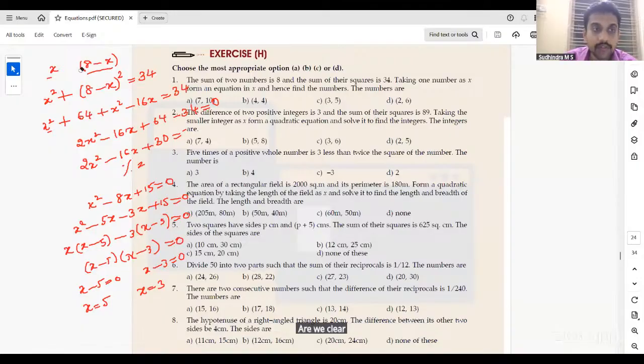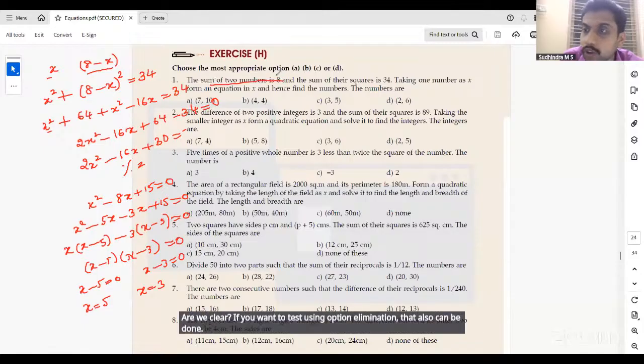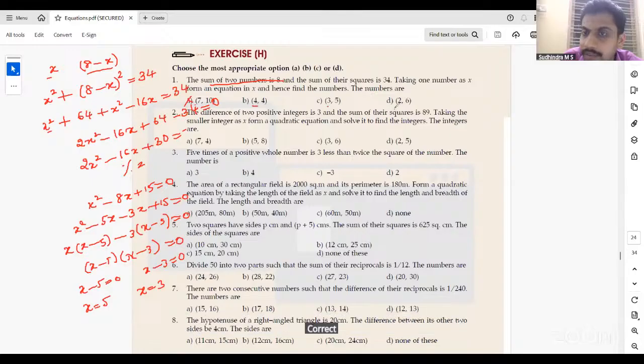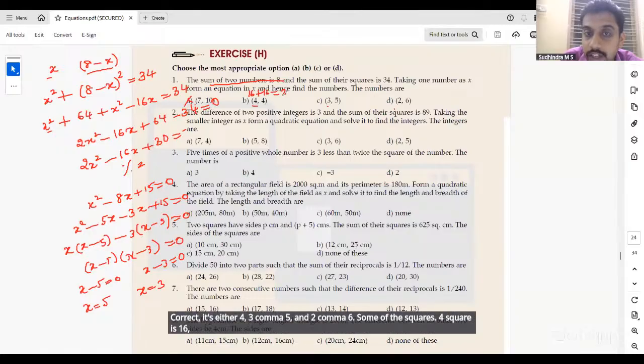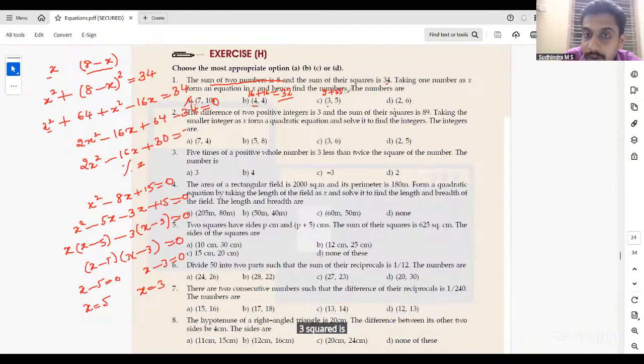Are we clear? If you want to test using option elimination, that also can be done. They are specifically telling sum of the two numbers should be 8. So 7 comma 10 is ruled out. It's either 4 comma 4, 3 comma 5 and 2 comma 6. Sum of their squares: 4 square is 16, 4 square is 16, 16 plus 16 is 32, but we want 34. 3 square is 9, 5 square is 25, 25 plus 9 is 34. That is what we want. 2 square is 4, 6 square is 36, 40, no. Therefore, option C. Are we clear? That's how we do option elimination. Once you are done with this, you can try question number 2.